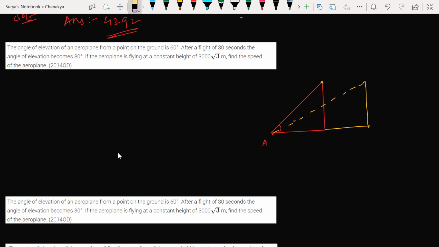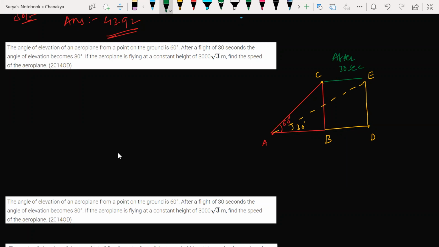Anuj, you got my point? Yes, sir. So this is 60 here, then it will be 30. Let's give the names: A, B, C, D, and E. This gap is the distance covered after 30 seconds.